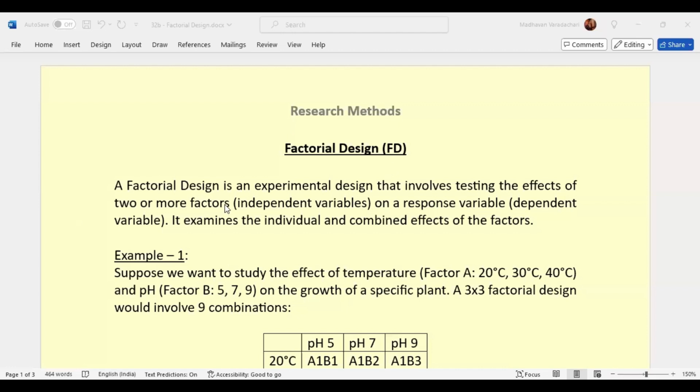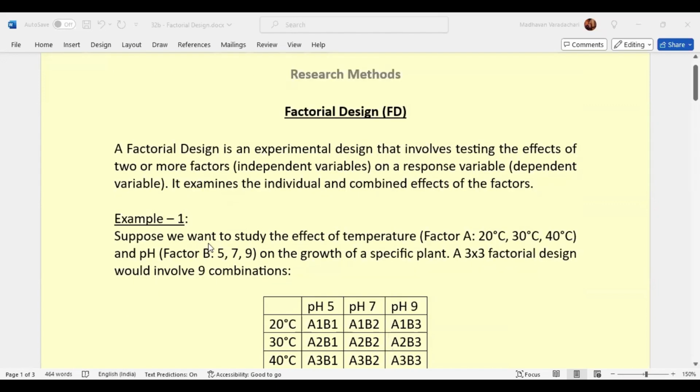The factorial design is an experimental design that involves testing the effects of two or more factors, that is independent variables, on a response variable, which is the dependent variable. It examines the individual and combined effects of the factors. Let us consider this example 1. Suppose we want to study the effect of temperature, that is factor A, 20 degrees, 30 degrees, and 40 degrees Celsius, and the pH, factor B, 5, 7, and 9, on the growth of a specific plant.